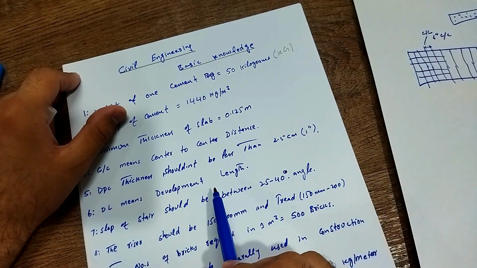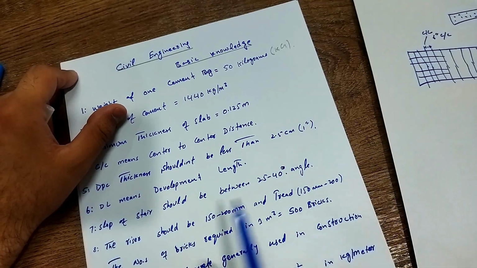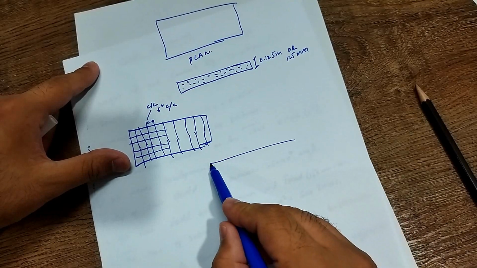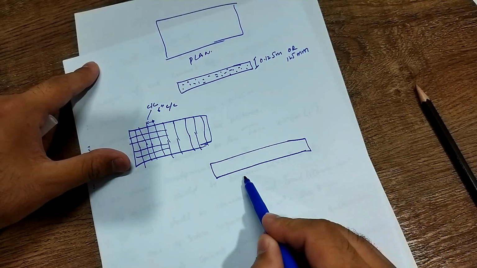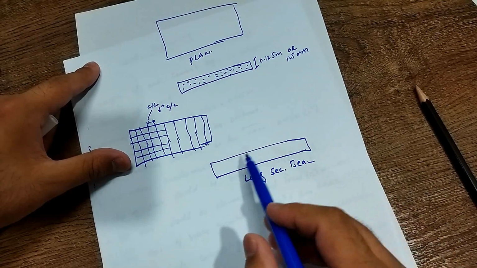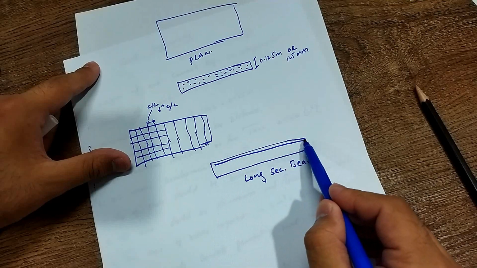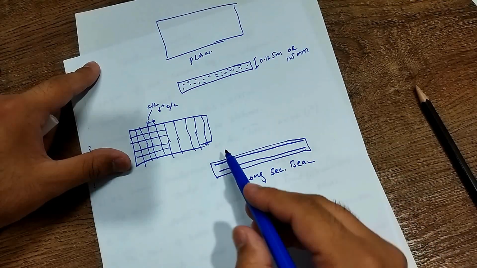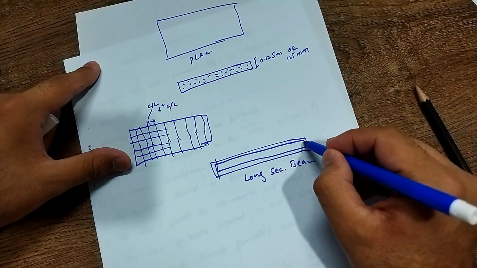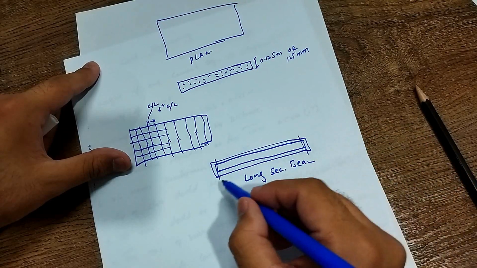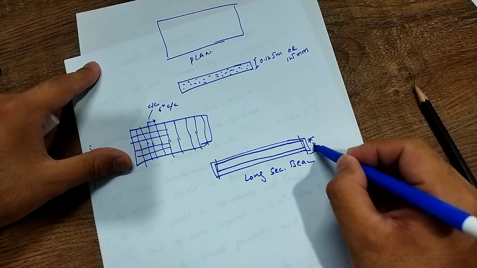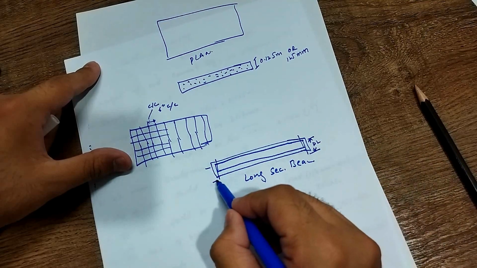DL means development length. So student, what is development length? I will show you on the drawing. For example, this is the long section of beam. This is the top bar and this is the bottom bar. And this slab is going upside and this is downside. This is going upside and this is going downside. This length is called DL or development length.